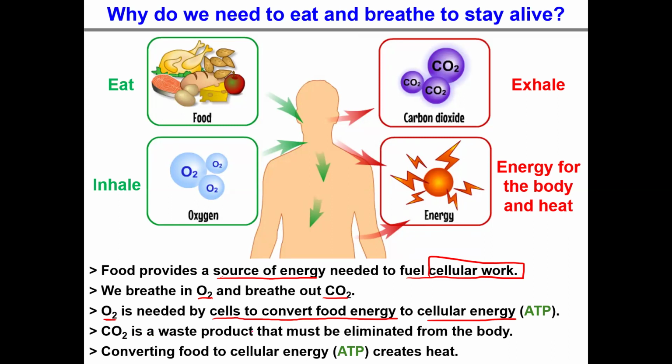CO2 is a waste product that must be eliminated from the body because remember, that's one of our products we're producing and we don't really need that. But in photosynthesis, they do. And then we're also converting food to cellular energy, remember that ATP, and we're also going to be creating heat.